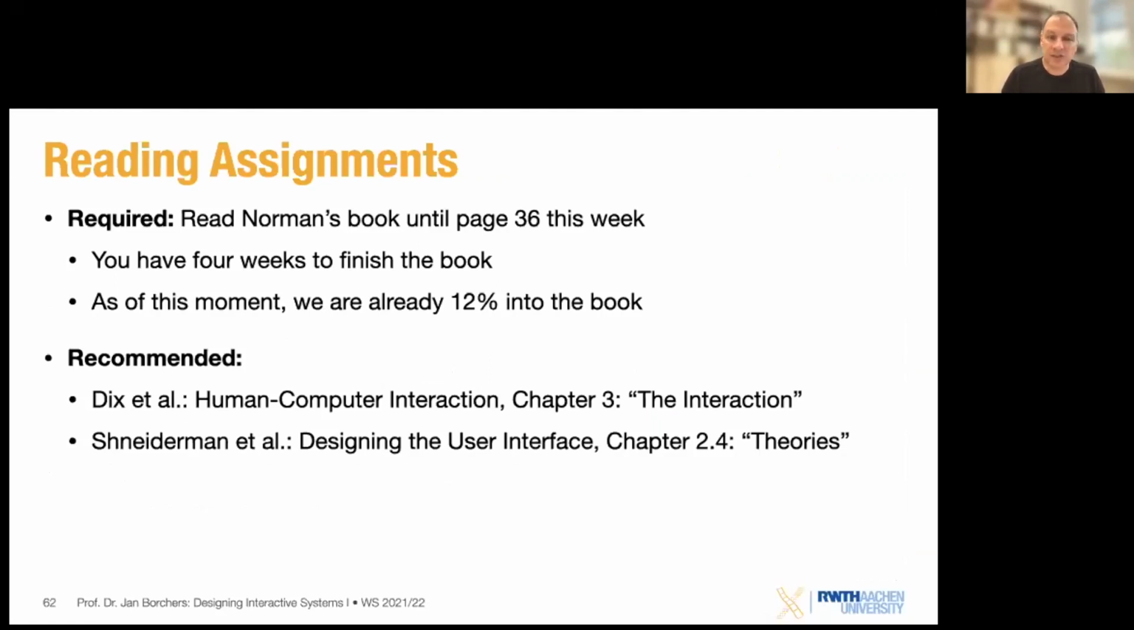And then what we recommend you read, you don't have to, but I think it really casts a nice additional light on the question of these theories and how the human mind works, is on one hand chapter 3 by Alan Dix and his colleagues from the Human-Computer Interaction textbook. That chapter is called The Interaction. And then there is Shneiderman's book, Designing the User Interface. This is the third big book in HCI that everybody knows about. An excellent book that collects a lot of up-to-date work in various areas of HCI. And it has a great chapter on theories in chapter 2.4. I want you guys to take a look at that as well if you're interested.